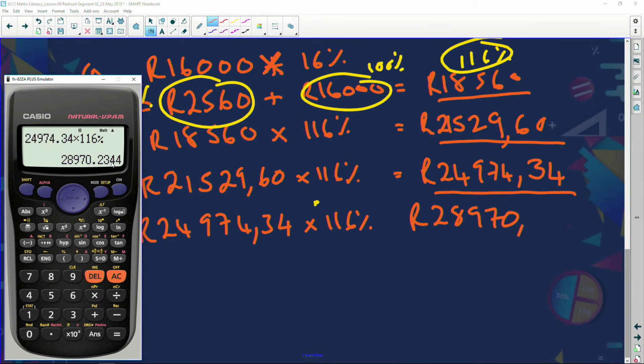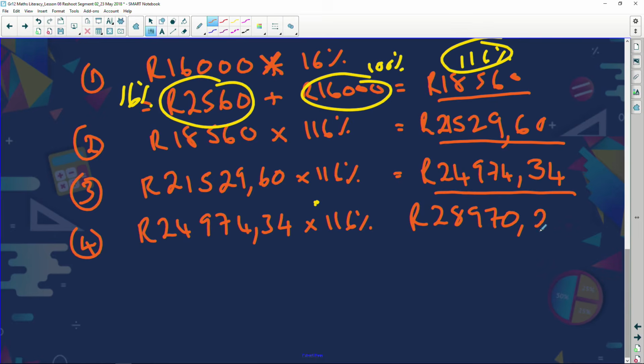Can you see? It's 2344, but the 4 is a small little number, so we're going to keep it as 23. Okay, remember our rules about rounding, hey? 0, 1, 2, 3, and 4, the previous number stays the same. 5, 6, 7, 8, 9, the previous number goes up 1.